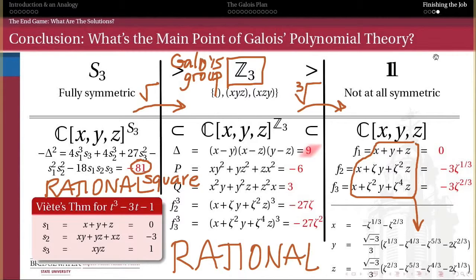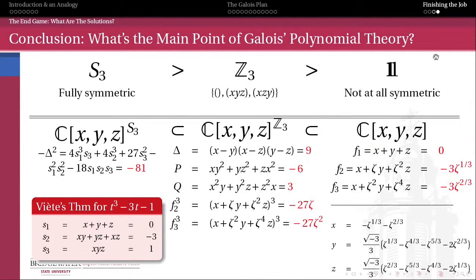But to finish up, let me ask this. What would happen if we chose a different polynomial in the very, very beginning? If instead of t cubed minus 3t minus 1, we were looking at something else? What would change on this slide? And the answer is not a whole heck of a lot.